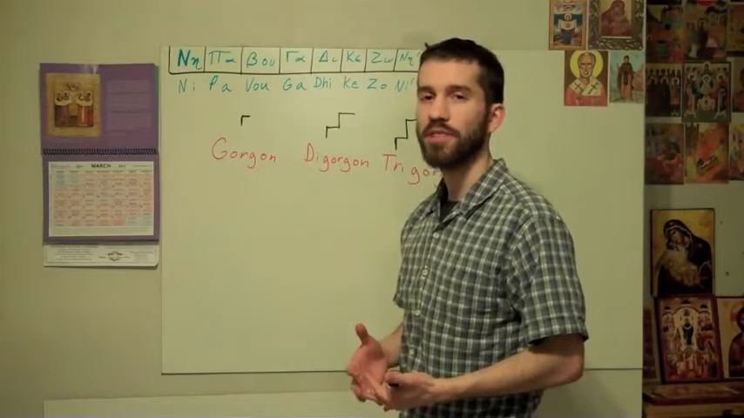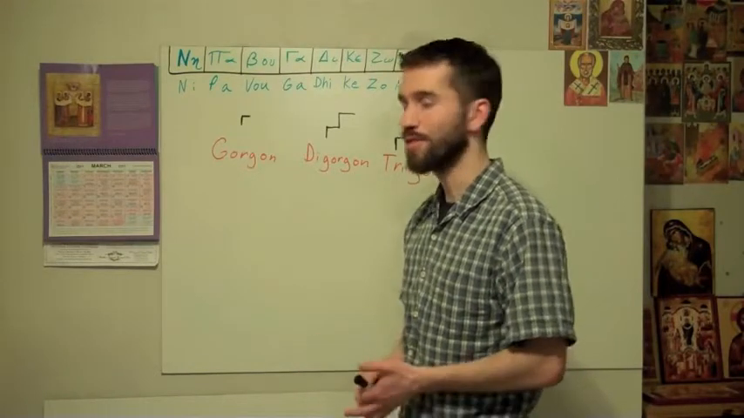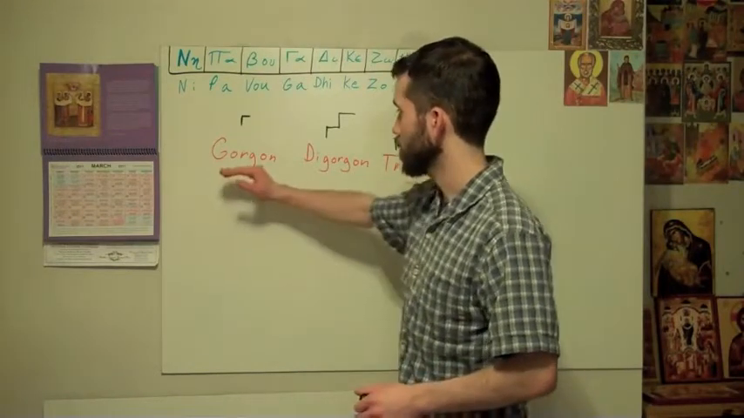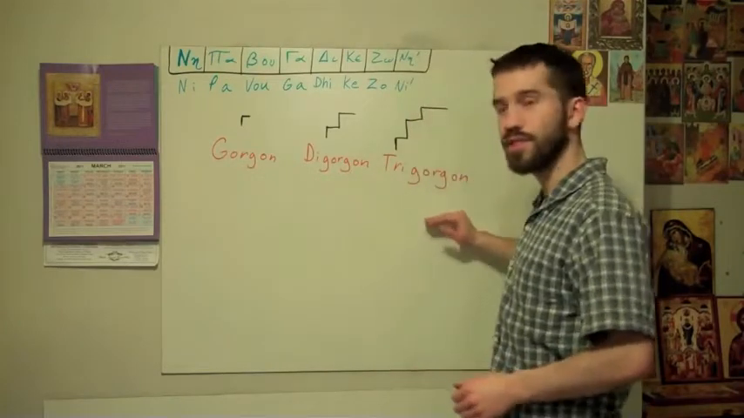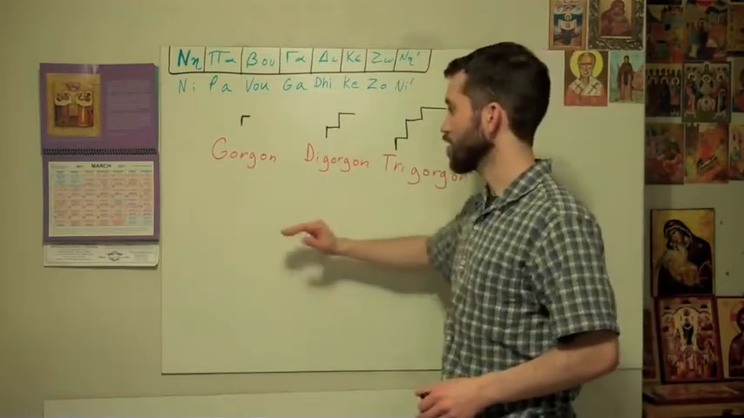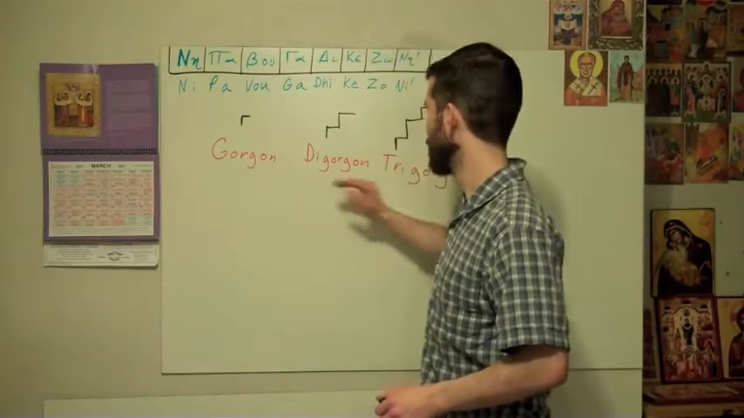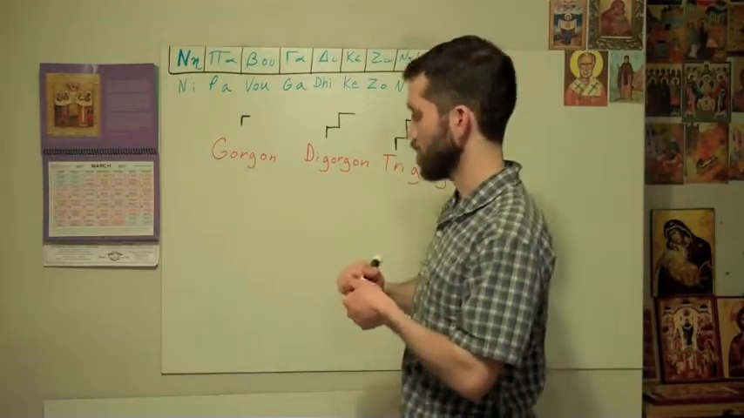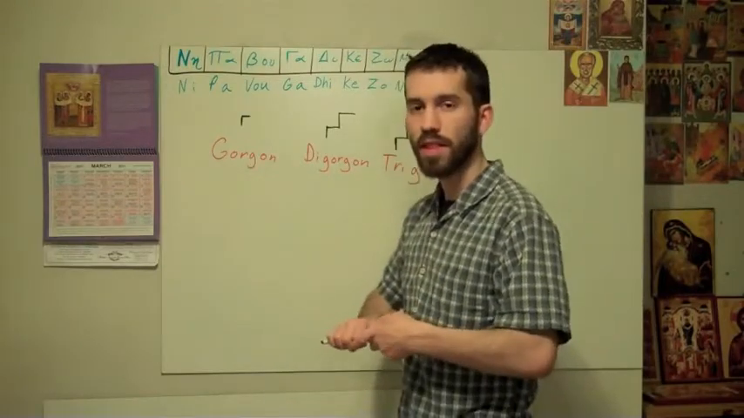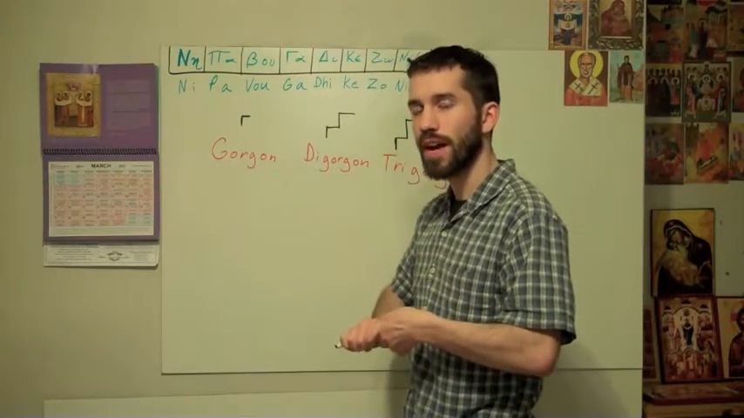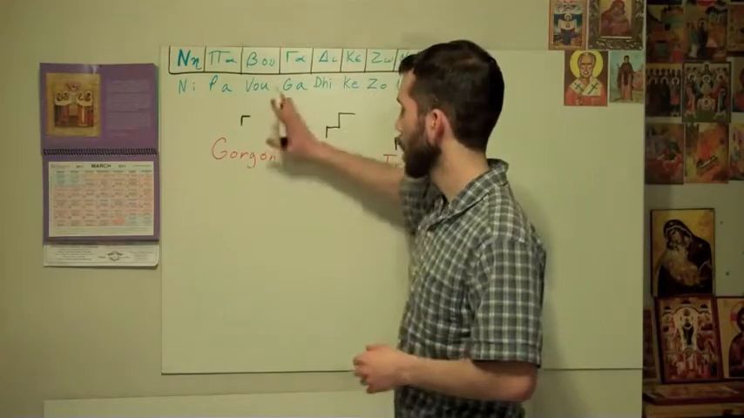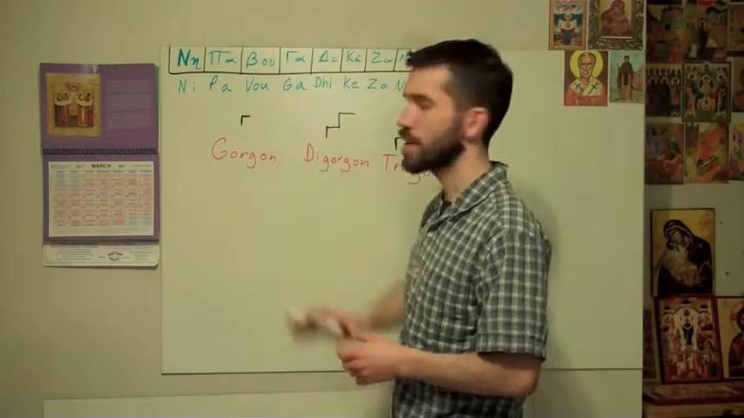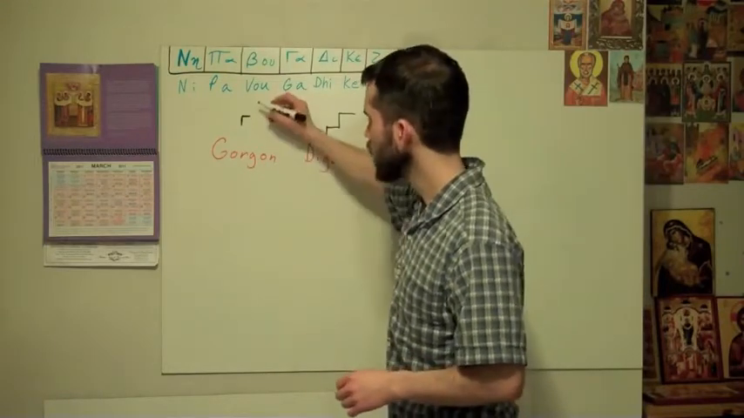Now we need to know how to decrease a note's length. So we have the gorgon, the digorgon, and the trigorgon. One, two, and three. A lot of the information I'll be giving you here is more practical and not necessarily the theory behind it, but how I've learned to understand these, and little mnemonic devices for how to remember these.